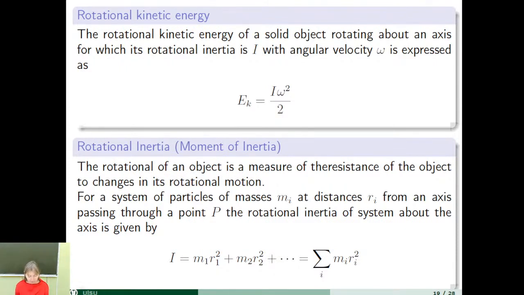The kinetic energy of a rigid body rotating about a fixed axis is given by this equation, where I is the rotational inertia, or moment of inertia, of the body, and I is defined as a sum of the product of particle mass and r squared. R is the distance from the axis.